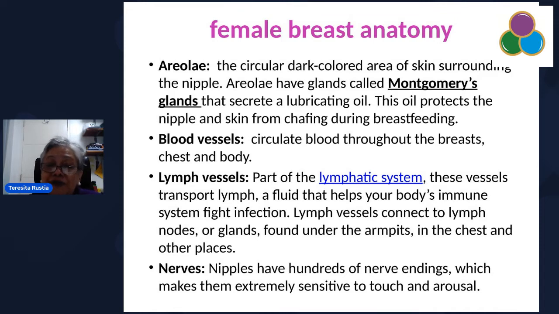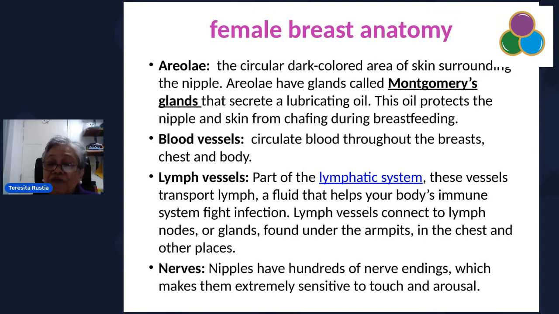Now, blood vessels. The tissues here need food, and at the same time metabolic waste has to be released from the breast area. So therefore you find blood vessels throughout the breast, and that is actually the function of the blood vessels, so you really find them all over the body.